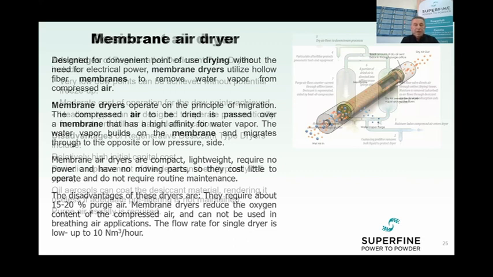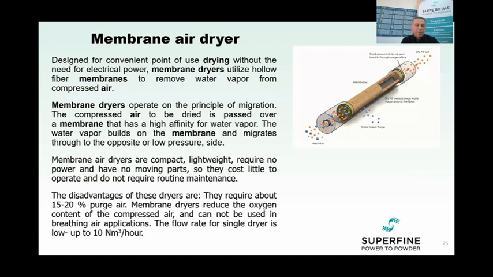Membrane air dryer is another type of air dryer that is designed from a conventional point of view for drying without need for electrical power. Membrane dryers utilize hollow fiber membranes to remove water vapor from compressed air. Membrane dryers operate on the principle of migration. The compressed air to be dried is passed over a membrane that has a high affinity for water vapor. The water vapor will adsorb on the membrane and migrate through to the opposite, low pressure side. Membrane air dryers are compact, lightweight, require no power, and have no moving parts, so they cost little to operate and do not require routine maintenance.